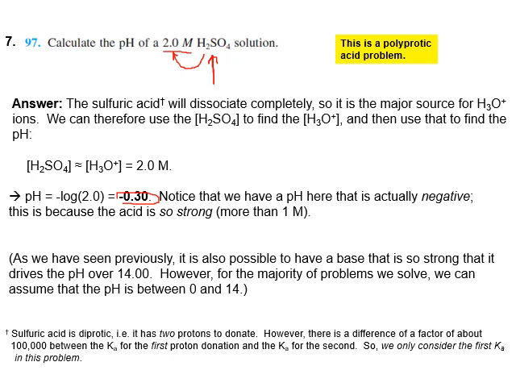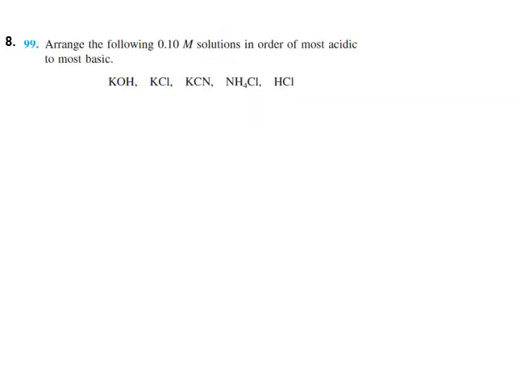So remember we said that when you're doing pH problems, if it's a polyprotic acid, you just don't worry about anything other than the first proton. So let's go on now to the next slide. Arrange the following 0.1 concentration solutions in order from most acidic to most basic. They all have the same concentrations. We don't have to worry about that.